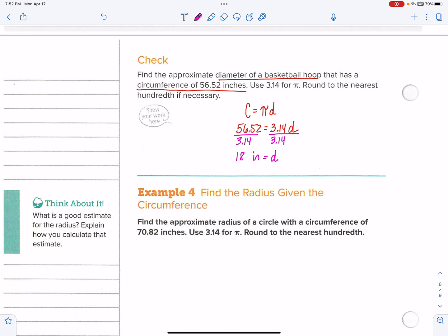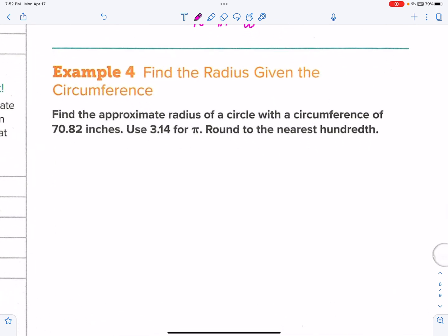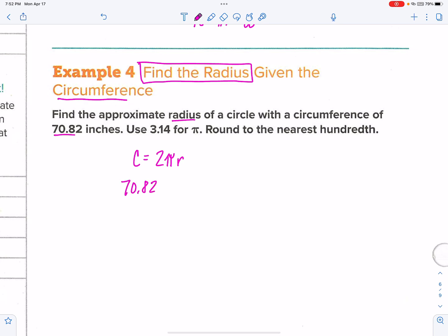Okay, so pretty cool. All right, what if we're given the circumference and you want to find the radius? Okay, so now think about what formula you're going to use. Do I want to use circumference equals 2 pi r or pi d? Well, since I'm dealing with radius and wanting to find radius, I'm going to use circumference equals 2 pi r. Okay, plug in what we know. Circumference is 70.82 inches. I don't need the inches to do the math work. Equals 2 times 3.14. Since I have two numbers next to each other, I need to put the 3.14 in parentheses. And then the radius, I don't know, so I'm just going to put an r.